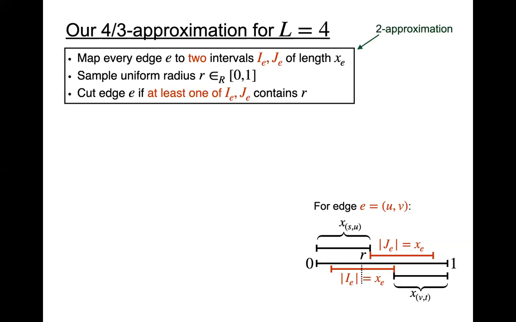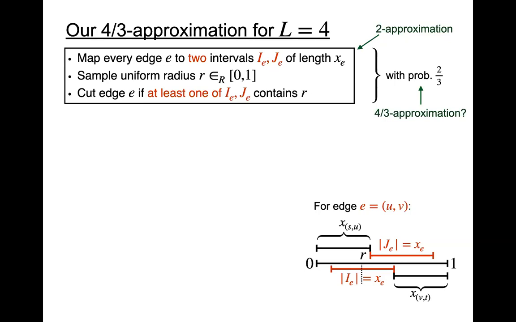Now the probability of cutting an edge E is at most the probability that we will hit one of two intervals of length XE, so it's 2XE instead of XE. And we already had a 2 approximation, right? I promised you a 4/3 approximation. So we can do a very simple thing: only do this with probability 2/3, and then the probability that we will cut an edge E is at most 4/3 XE.